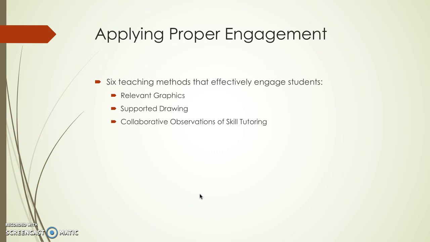So, collaborative observations of skills tutoring. As a tutor myself, I find this one incredibly effective. As the book discusses, tutoring is really the best one-on-one method of getting a student to learn, but it's just not practical because of the financial cost and the time sink of having a one-on-one session.